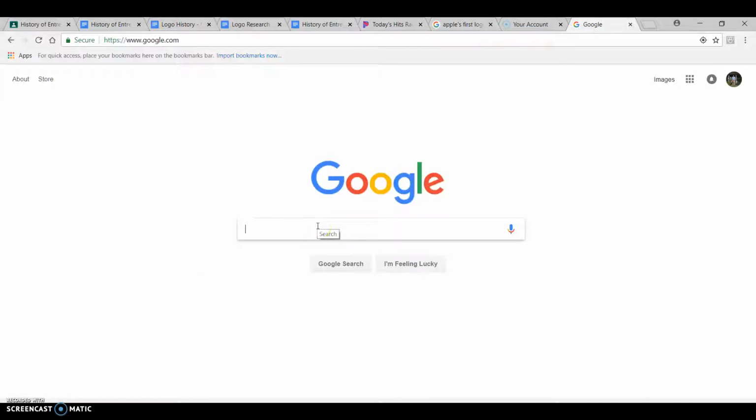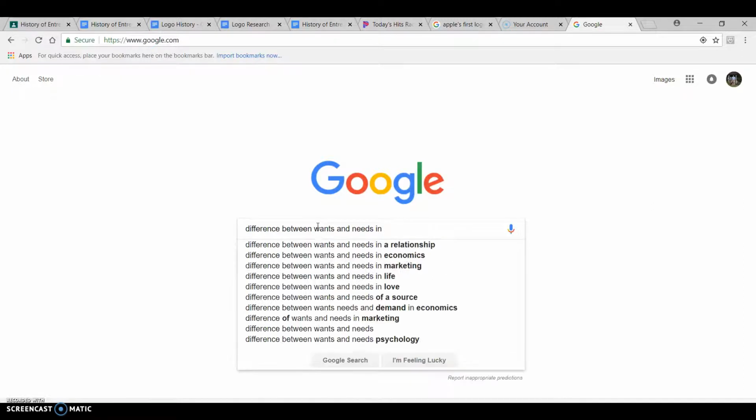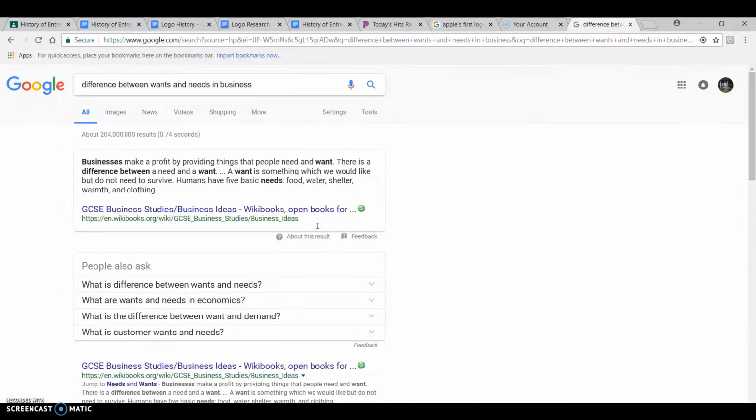Okay, for this lesson, I'm going to show you guys how, if you have some confusion about wants or needs, you can simply go to Google and you can find some good information. So if you're confused about the difference, you can always type into Google "difference between wants and needs in business." Whoops, I can't spell business. Okay, and then you can see right here is a really good definition.